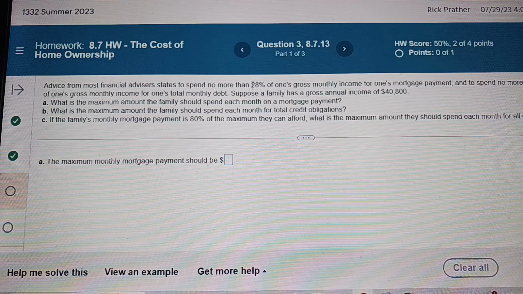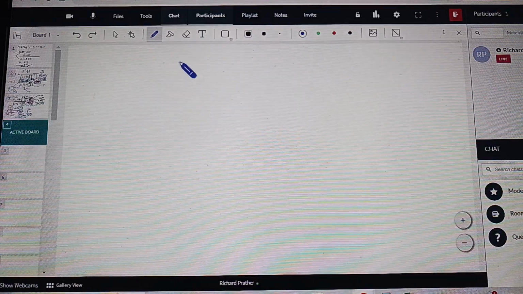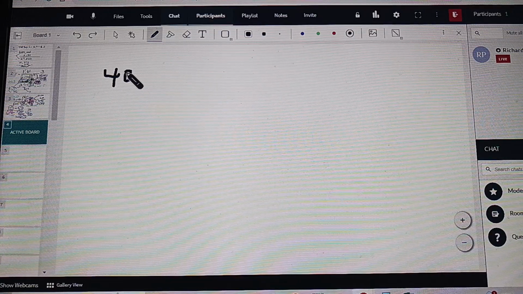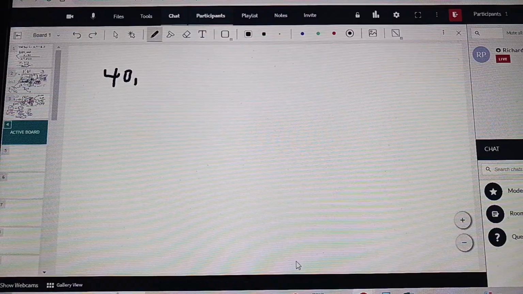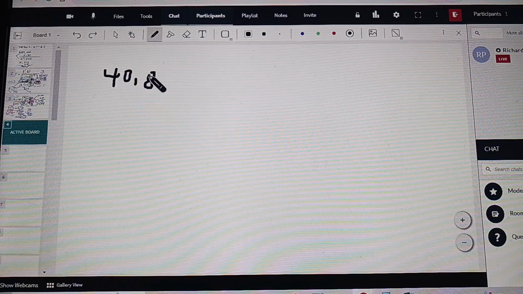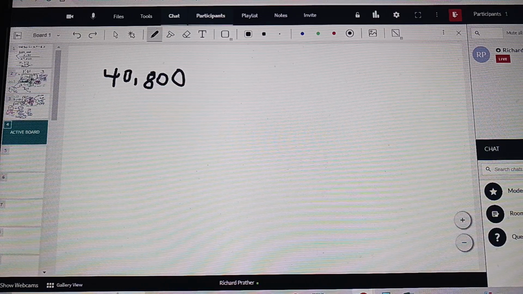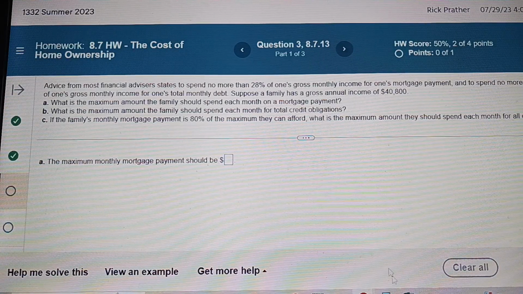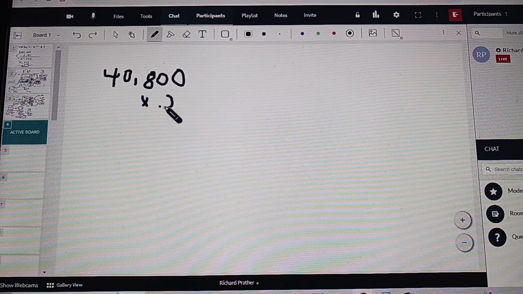It shouldn't be more than 28% of that. So take how much money you take in a year. If a family takes in $40,800, and you might know this from every year you pay your taxes, you find this amount out. So that's how they could check their tax record from last year. This is how much money we made last year. We're not supposed to spend more than 28% on our mortgage. So multiply this by 28% or 0.28.